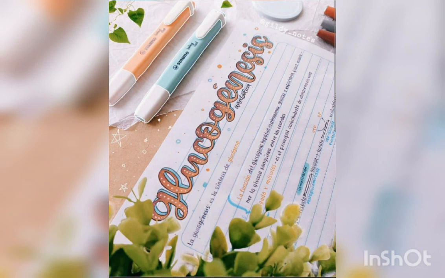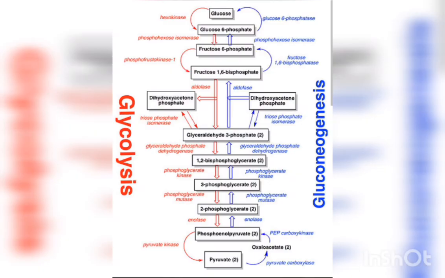The primary enzymes involved in gluconeogenesis are different from those involved in glycolysis, the process by which glucose is broken down to produce energy. This ensures that the two processes can be regulated separately, allowing the body to maintain balance between glucose production and utilization. Here are all the steps of gluconeogenesis.